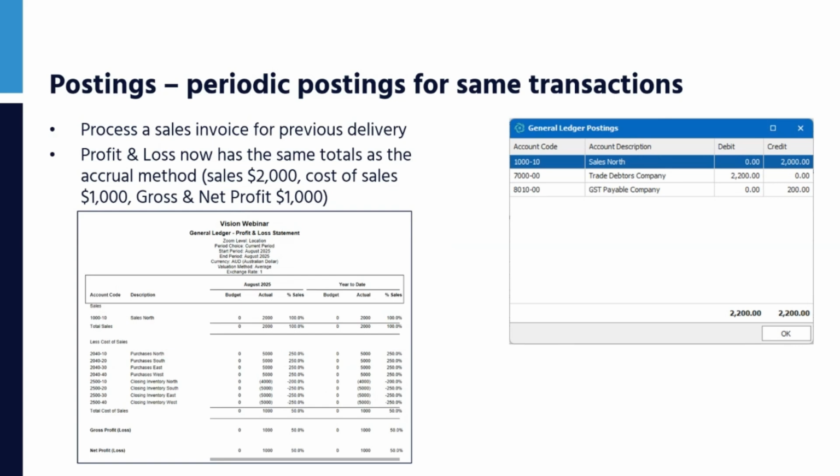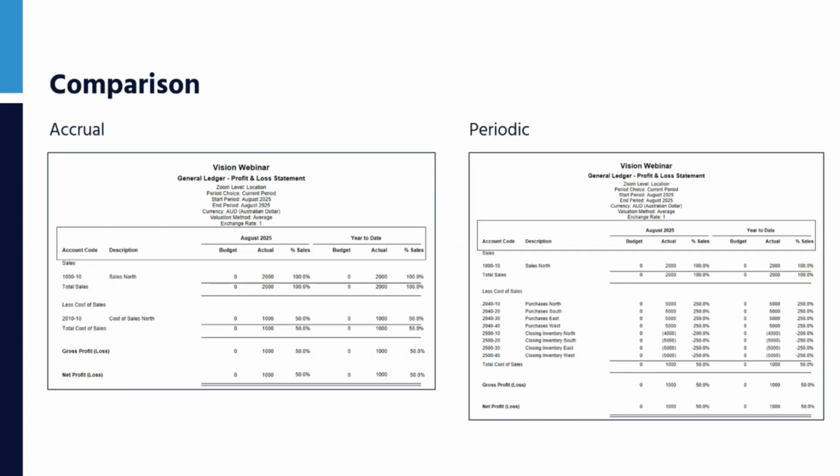So now if we process that sales invoice for that previous delivery, we will see that we now have sales that have hit the P&L, and we have basically the same totals now in our profit and loss, irrespective of the method that we've used. And so we'll just show that comparison.